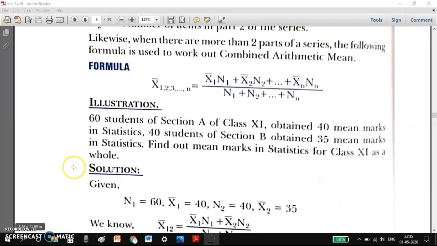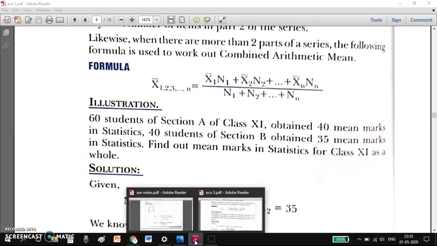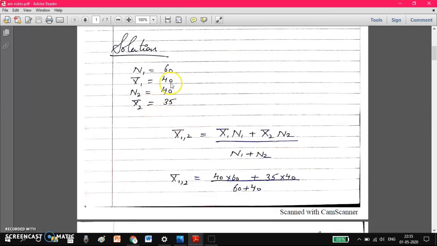The question is: 60 students of section A of class 9 obtained 40 mean marks in statistics. 40 students of section B obtained 35 marks in statistics. Find out the mean in statistics of the class as a whole. n1 is 60, mean 1 is 40, n2 is 40, and mean 2 is 35. So we have each and everything. We just need to put everything into the formula correctly.